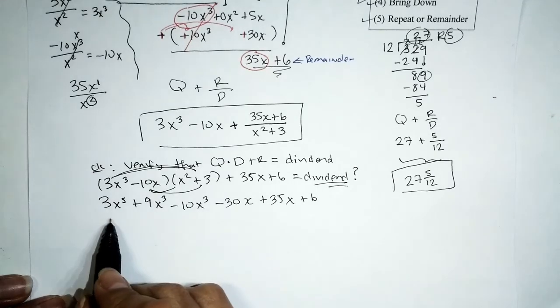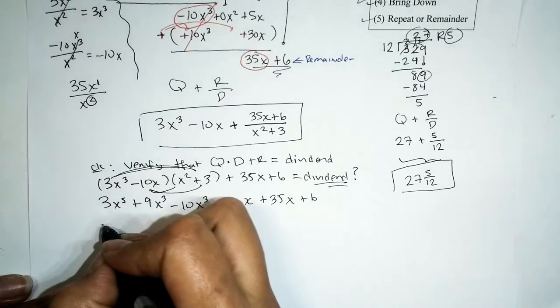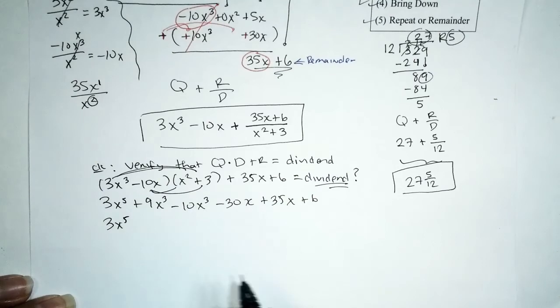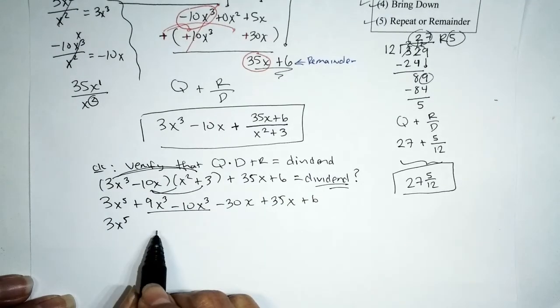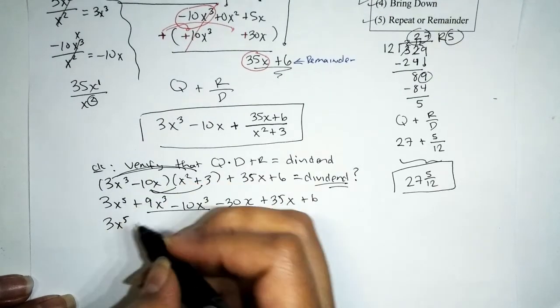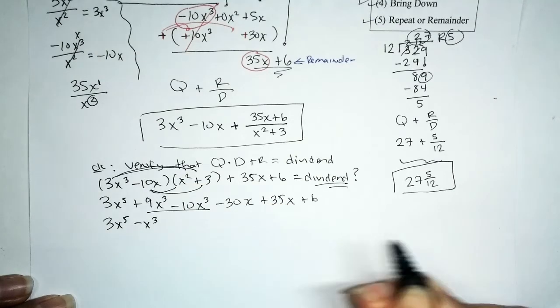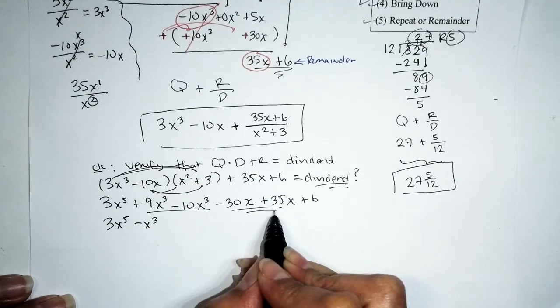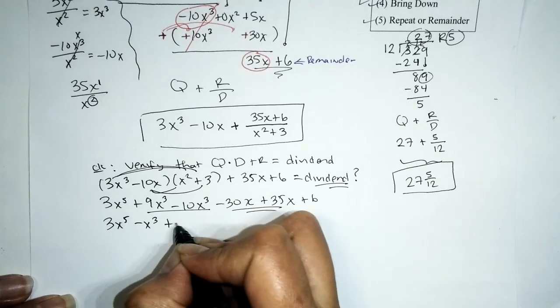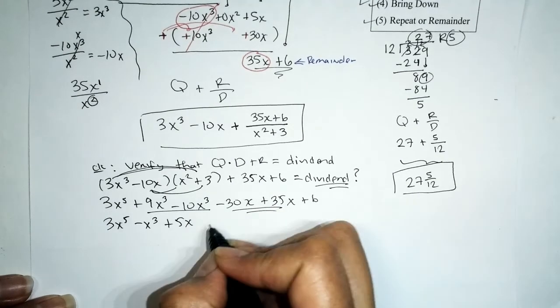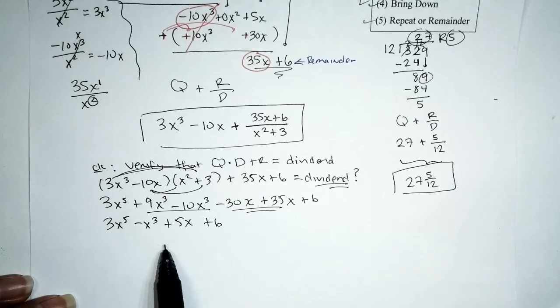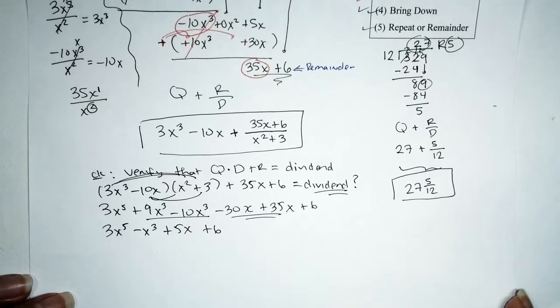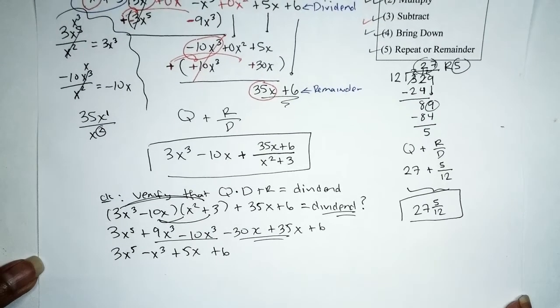We only have one degree 5 term, so let's write it down. For the x cubes, 9x cubed minus 10x cubed is negative x cubed. For the x's, negative 30x plus 35x will give us 5x. And then we have one constant term. So moment of truth, did we get back the dividend? Let me zoom out.